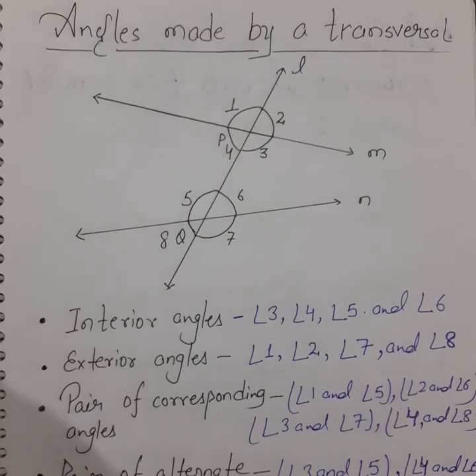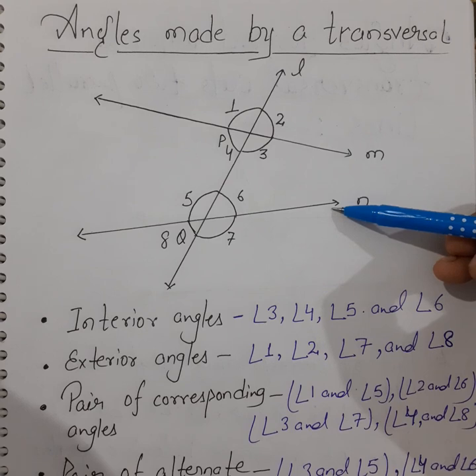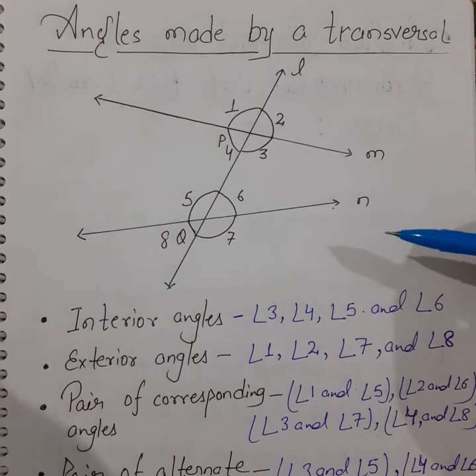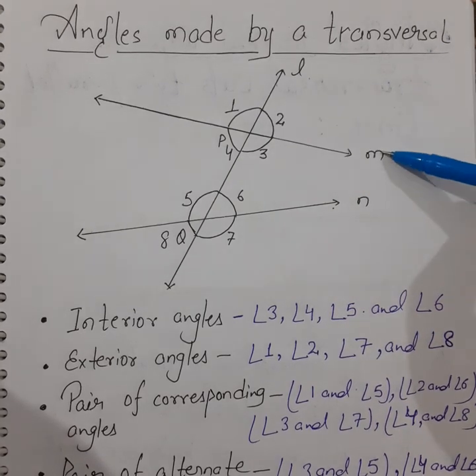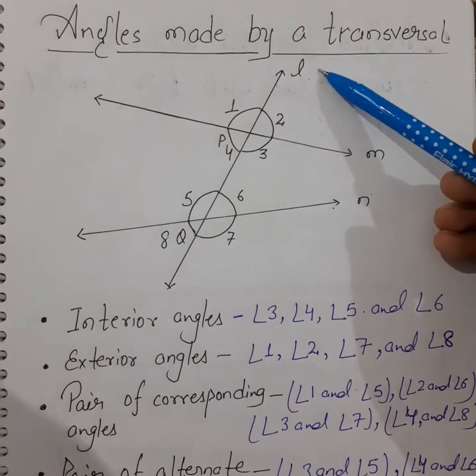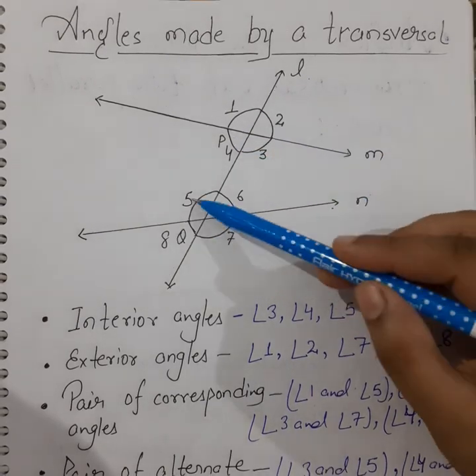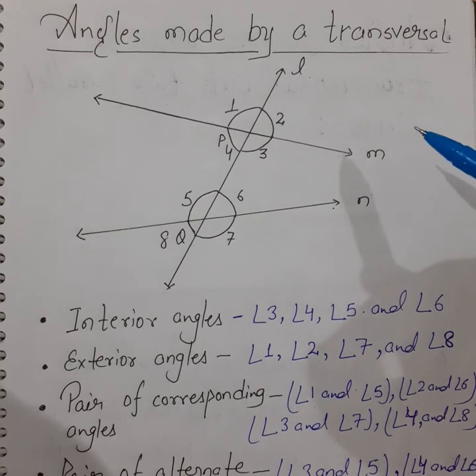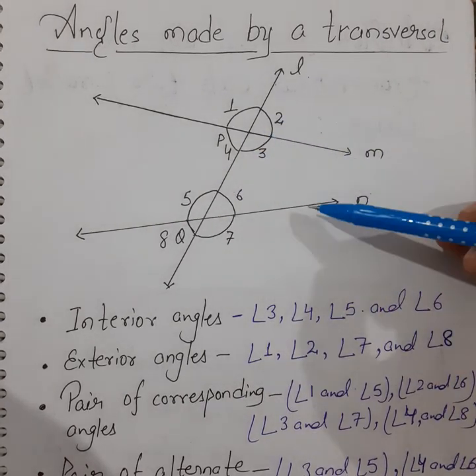Students, now we see the angles made by a transversal. How many angles are made when a transversal cuts two lines, and what are the names of these angles? Here we see that the line L intersects M and N at P and at Q. So line L is the transversal. How many angles do we see here? 1, 2, 3, 4, 5, 6, 7, 8. So when a transversal cuts two lines, 8 angles are formed. Now what are the names of these 8 angles?